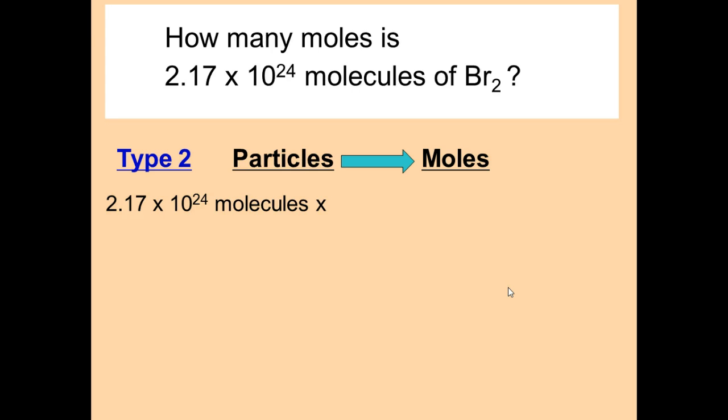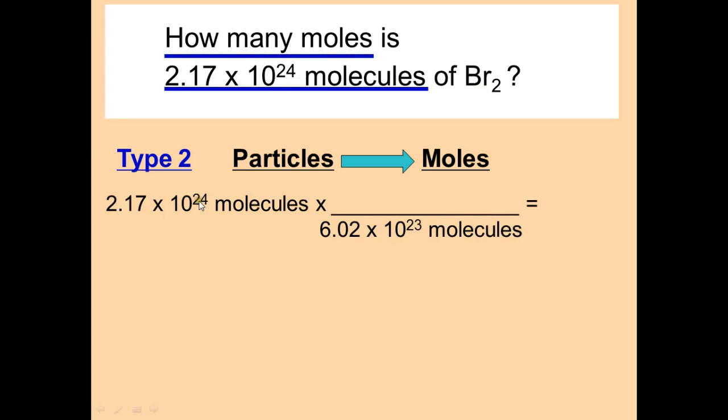And type 2 problem, last one. How many moles is 2.17 times 10 to the 24th molecules of Br? And so we first have molecules and we want to get to moles. So we put molecules on the denominator of the next fraction. So molecules cancel out. And then we put 1 mole on the top because that's what we want in the next unit.